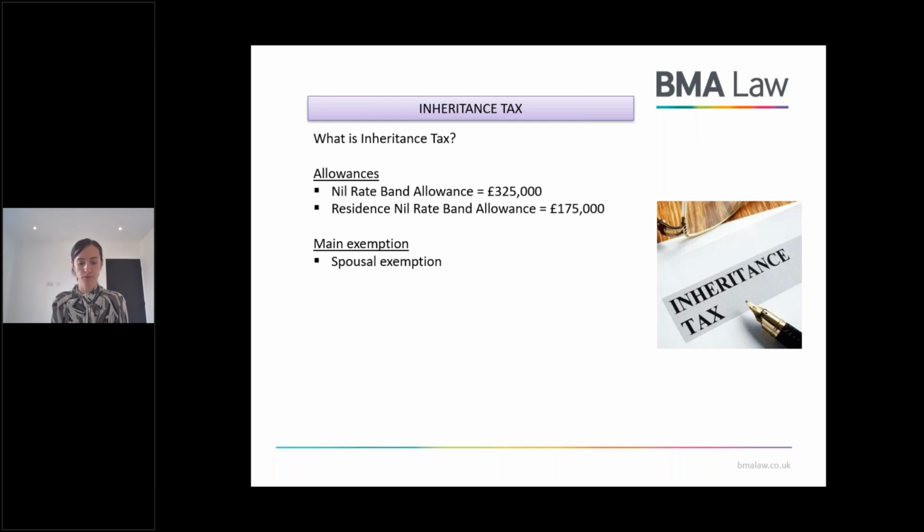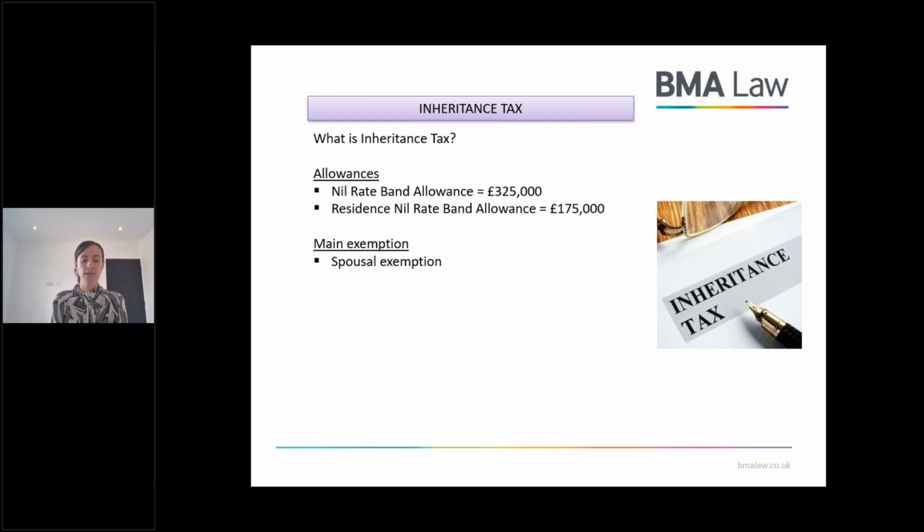But please note that the residence nil rate band allowance of each individual is tapered if the value of the whole estate exceeds £2 million. This taper threshold is also frozen until the 6th of April 2028. Currently, the taper means that an estate worth more than 2.2 million cannot benefit from the residence nil rate band allowance.